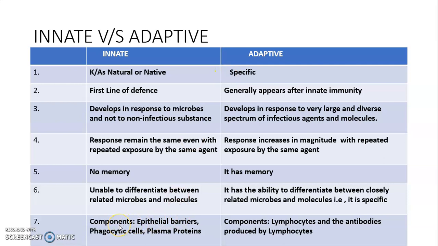And the components of innate immunity are epithelial barriers, phagocytic cells, and plasma proteins, while the components of adaptive immunity are lymphocytes and antibodies produced by lymphocytes. So it is important to differentiate between innate and adaptive immunity.